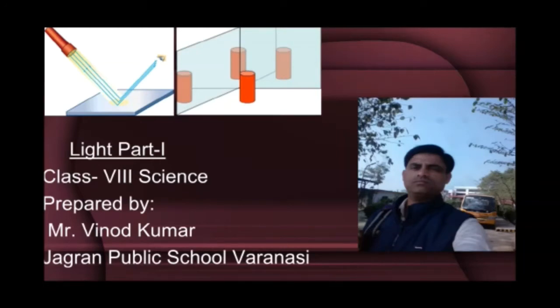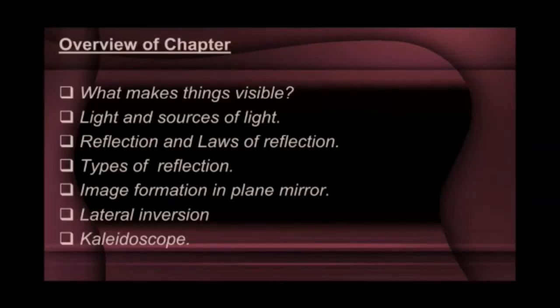In this video, I am going to explain the chapter Light, Part 1. Now, students, I will discuss in this chapter what makes things visible, light and sources of light, reflection and laws of reflection, types of reflection, image formation in a plane mirror, lateral inversion and kaleidoscope.